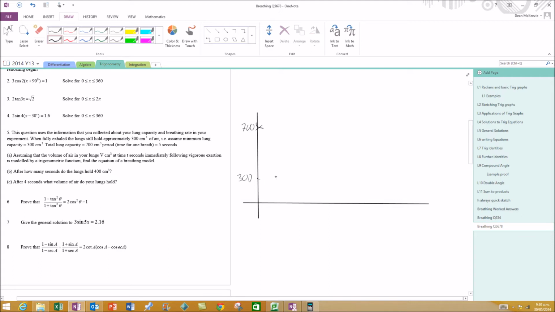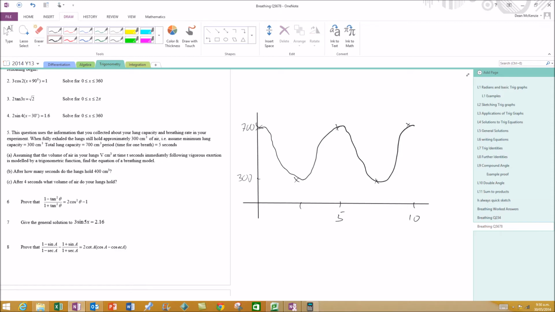After 5 seconds, and I'll do another one here at 10, at 5 seconds I will have a complete rotation. So at about 2.5 seconds, if I start at a maximum, I must have a minimum there, then back up to a maximum. Then at 7.5 seconds I'll have a minimum, then back up to a maximum. So I must have a graph that looks something like this: up, and down, and up again. That's about as rough as it needs to be drawn. It's just a quick sketch.